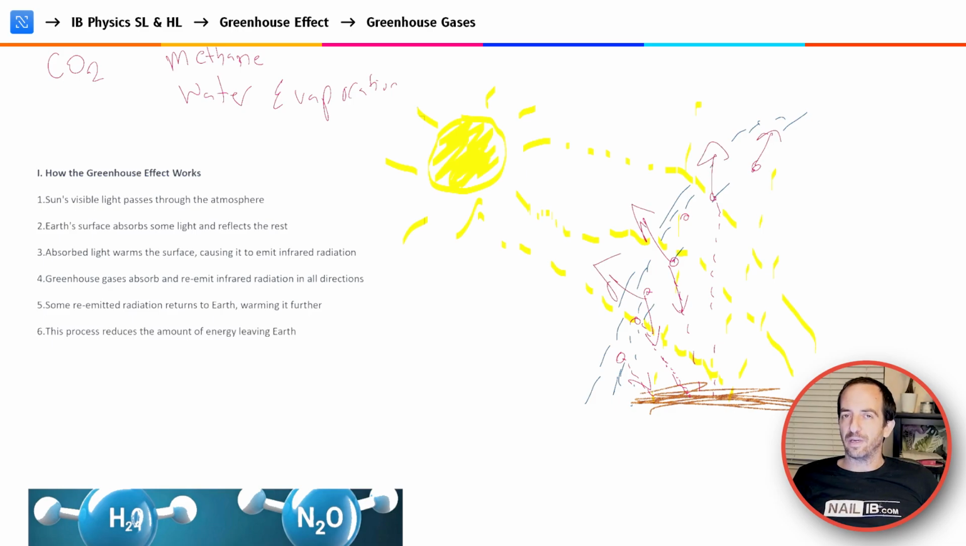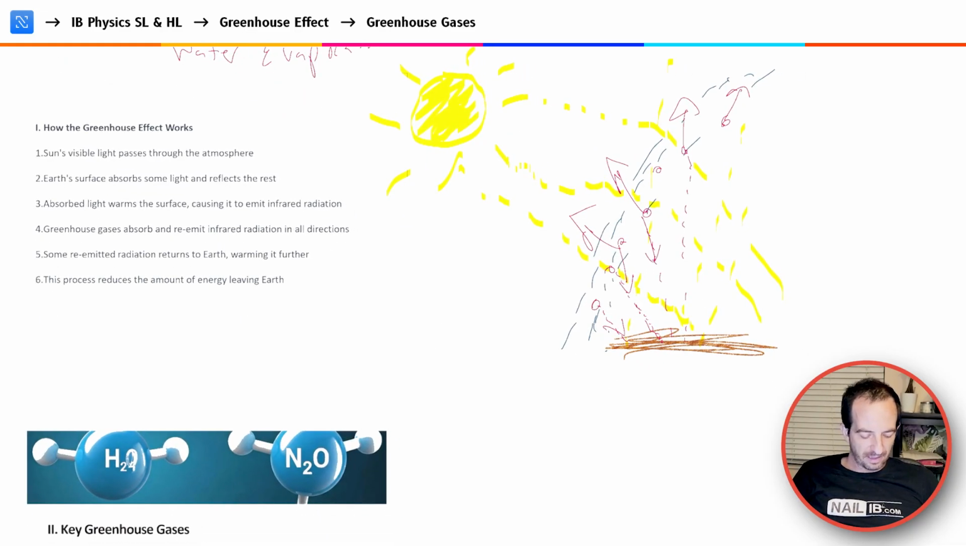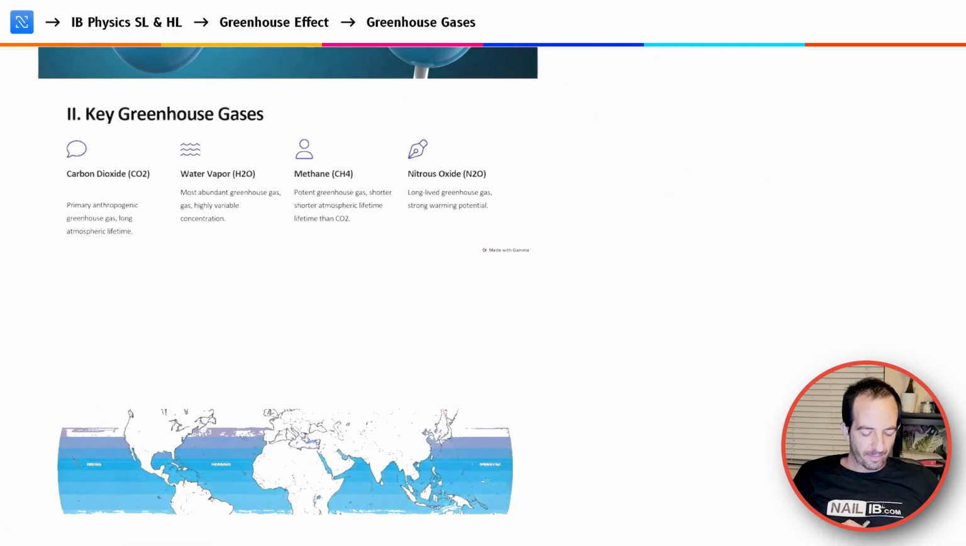But because some of this radiation comes back to Earth, it will cause our Earth to be continuously heated, leading to the greenhouse effect and the increase in temperature of our planet. In effect, the final effect is that it reduces the amount of energy that is leaving the planet, causing the Earth to become more and more warm. As I mentioned, the main greenhouse gases are carbon dioxide, CO2, water vapor, methane, and nitrous oxide. They want you to know those main 4 for our examinations.